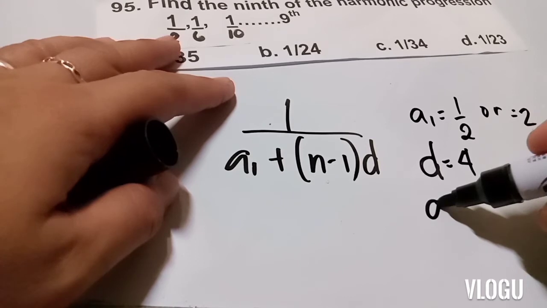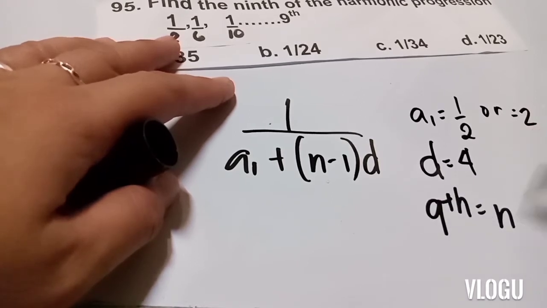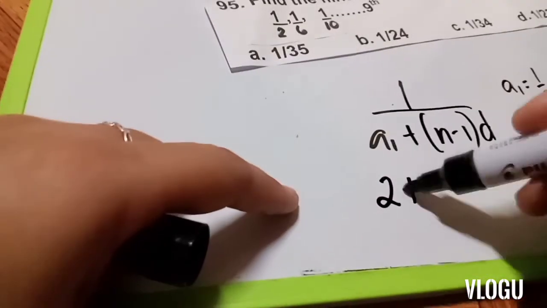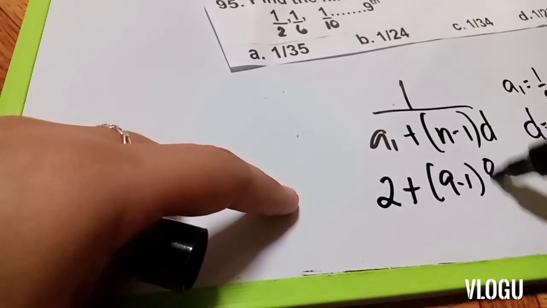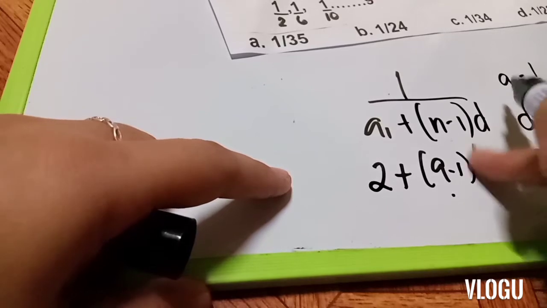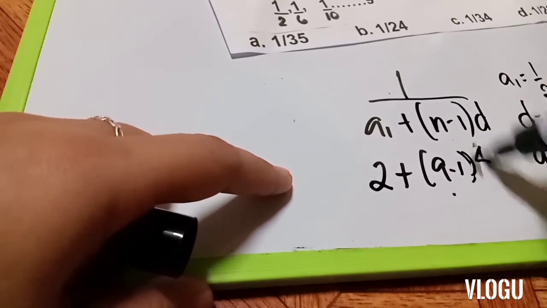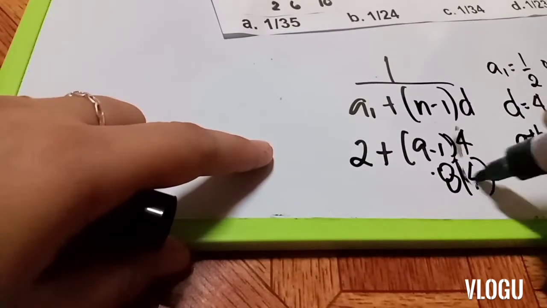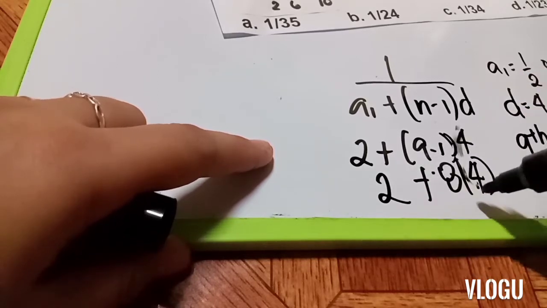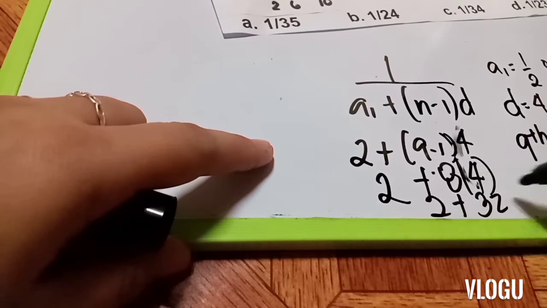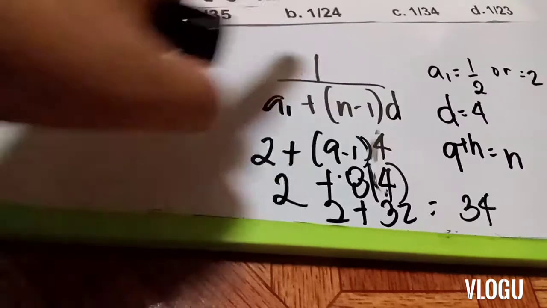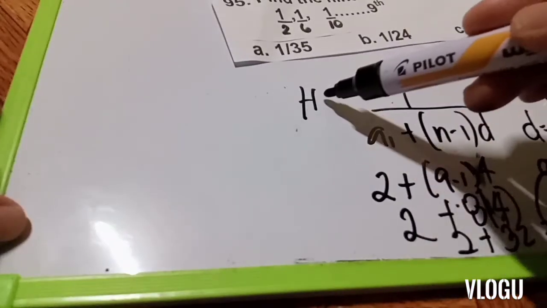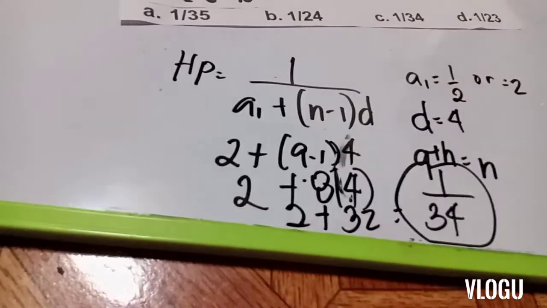And we have the ninth term, so n is 9. Let's substitute: 2 plus (9 minus 1), which is 8, times 4. 8 times 4 is 32, plus 2, the answer is 34. And we have the reciprocal, 1 over it, so the answer is 1/34. So this is the formula for harmonic progression.